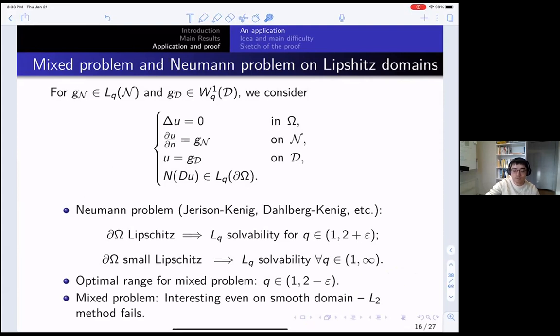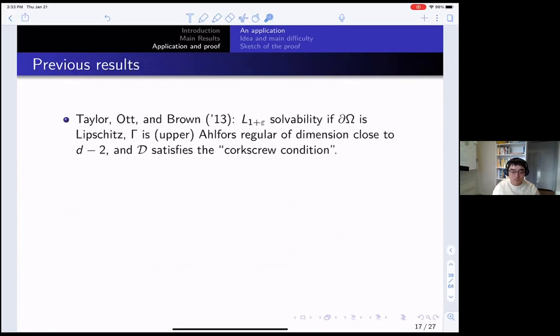Okay, so now this is the problem we are going to work on by using our main results, the elliptic counterpart of the main results. For this problem, there are some previous results. There has been a lot of research on this in the past 25 or 30 years. Let me just mention the most recent two results.